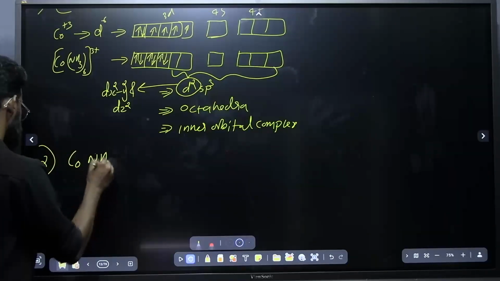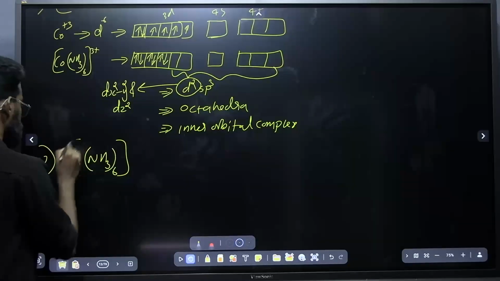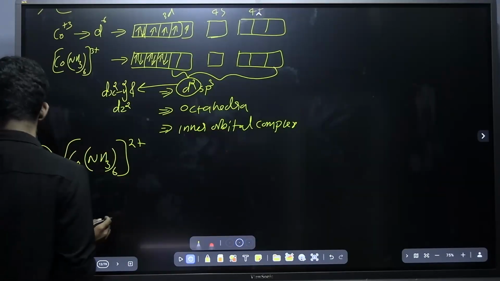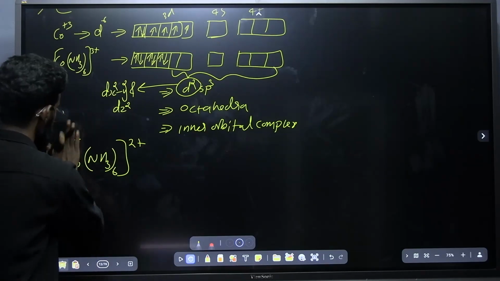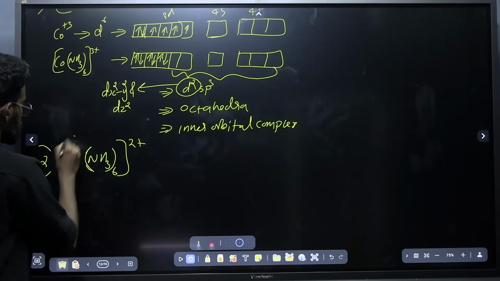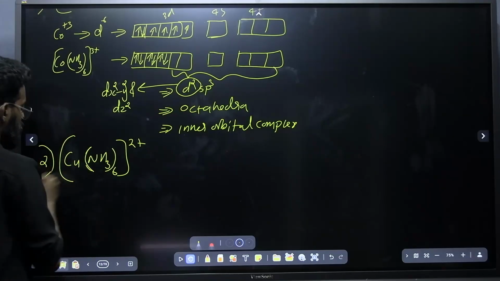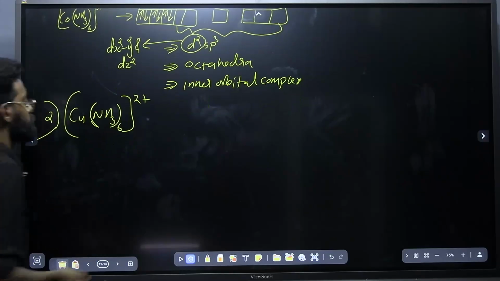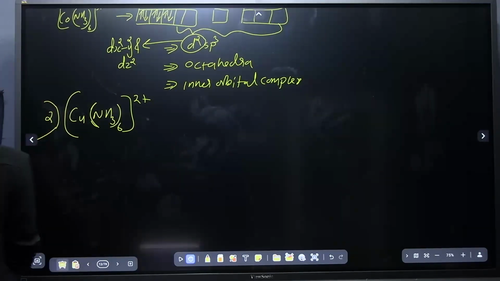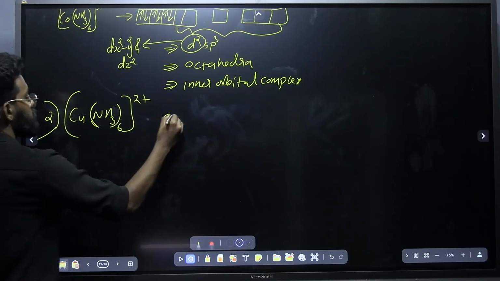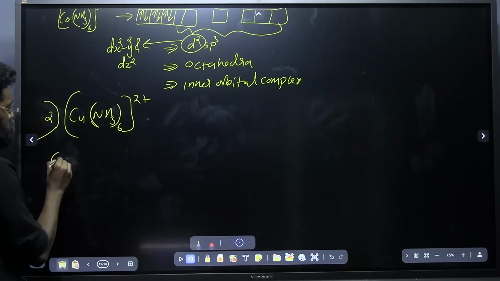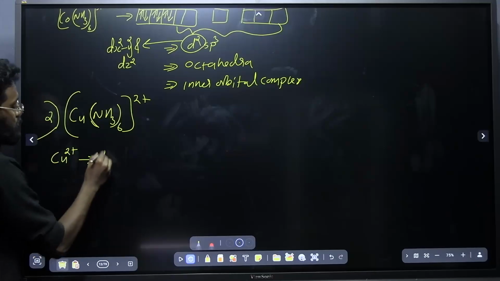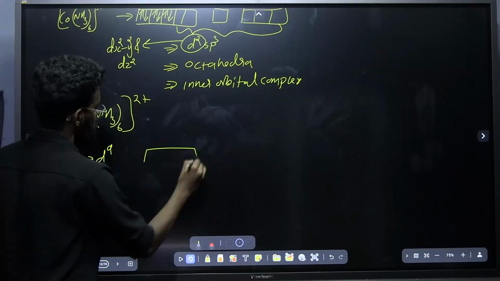[Cu(NH3)6]2+. Sorry, not Co, it is Cu. [Cu(NH3)6]2+. What is the hybridization of this one? First of all, copper is in the 2 plus oxidation state, and it is a d9 complex. How will the d9 complex be arranged?